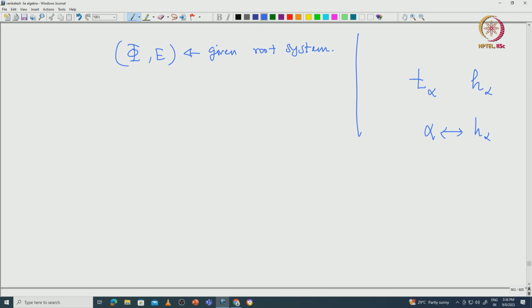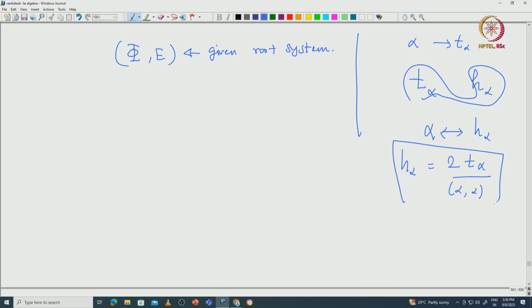If you think about it, what is h_α? h_α is given by 2 t_α divided by (α, α). So α corresponds to t_α using the natural Killing form identification of H and H star. Then t_α and h_α are related by this scaling. Okay, so this is what we want to imitate. If we imitate this, then we get what is called the dual root system. For that purpose, let us define α check by 2α divided by (α, α).